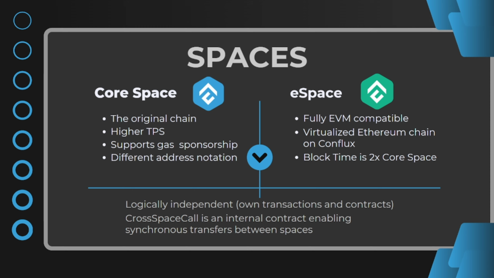And these two spaces are logically independent. They both have different transactions, different contracts, and different blockchain explorers. The RPC endpoints are usually the same. Then there is the cross-space call. The cross-space call is an internal contract that enables the communication between the two spaces. Basically, you can send CFX or send messages from one space to the other, and it's embedded in Conflux, the chain itself. So this is what you need to know about spaces.